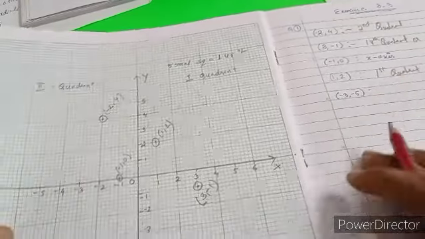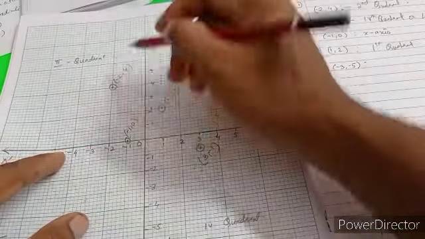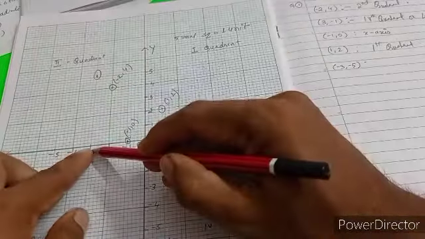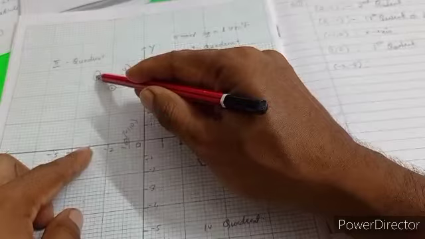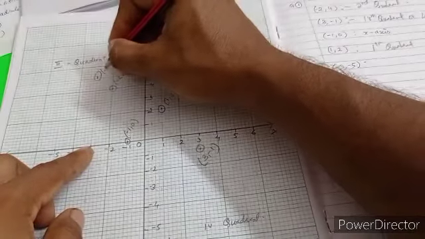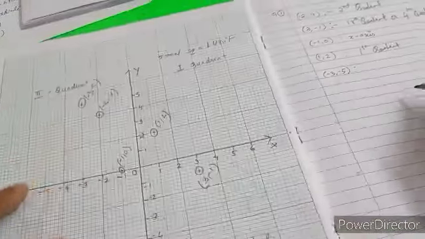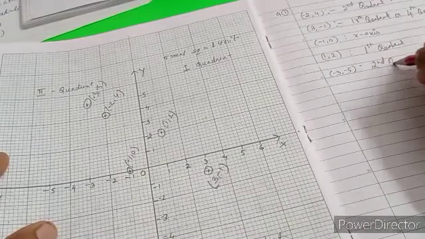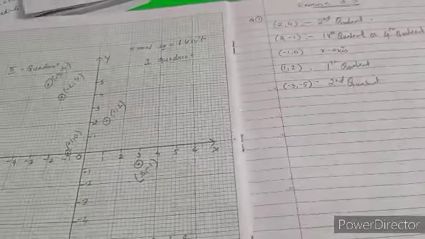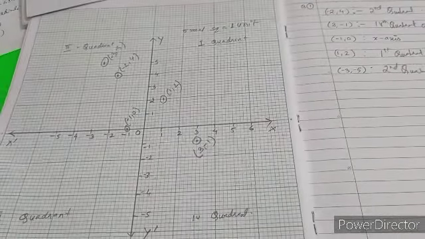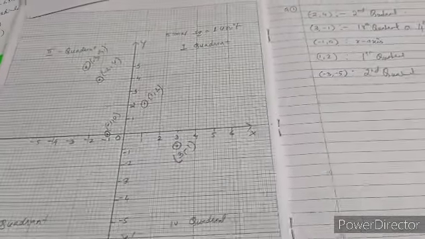-3, -5. This is -3 and this is -5. I will put it here. -3, -5. Which quadrant? Third quadrant. That's what the question number 1 answer is. Okay, we have got all the coordinate points and the quadrants as well.